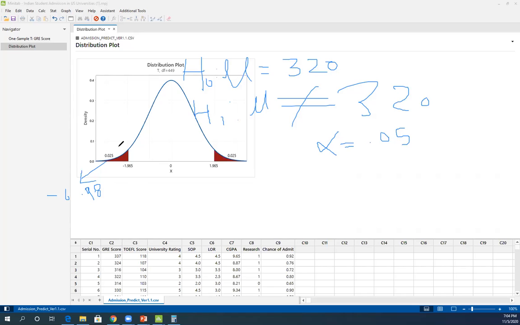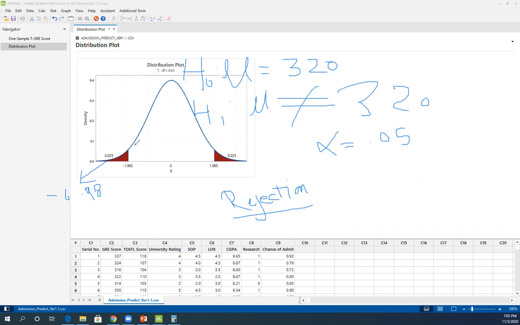Are you getting me? So this red region is called the rejection region. So what are we going to reject in this case? We are going to reject the null hypothesis. What was our null hypothesis? The mean score, or average hypothesized score, is 320. And this is saying no. So if the null hypothesis is rejected, what is happening?